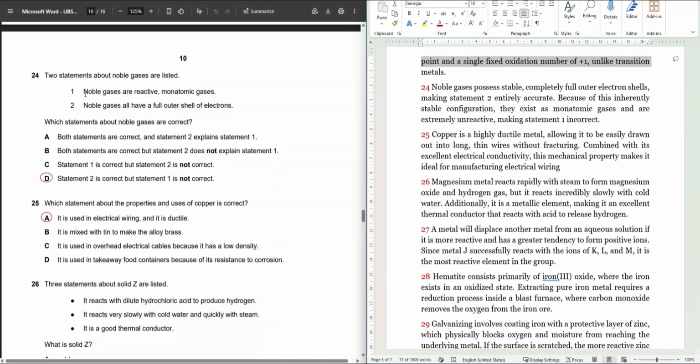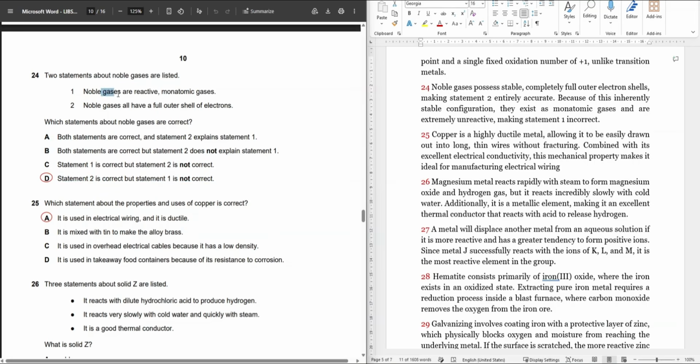Okay, now let's move on to our next question, question number 24. It says here two statements about noble gases are listed. Number 1, noble gases are reactive, monatomic gases, and number 2, noble gases all have a full outer shell of electrons. Which statements about the noble gases are correct? Option A, both statements are correct and statement 2 explains statement 1. B, both statements are correct, but statement 2 does not explain statement 1. C, statement 1 is correct, but statement 2 is not correct. And option D, which is our answer, statement 2 is correct, but statement 1 is not correct.